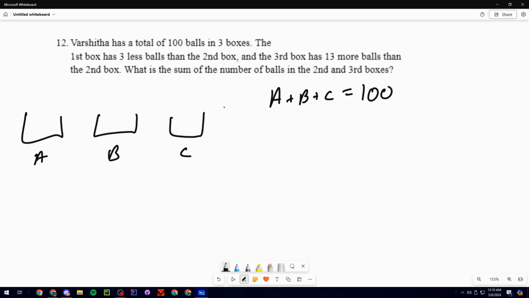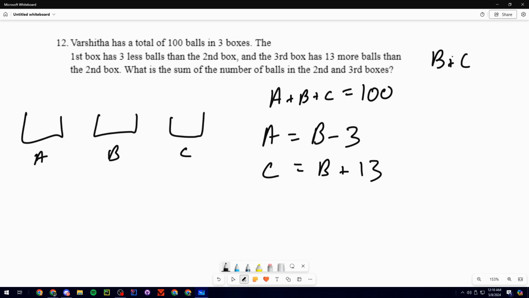Now we've got to think about the boxes. We know that A has 3 fewer balls than the second box, so that's just B minus 3. The third box, C, has 13 more balls than the second box. And now we need to find the sum of the second and third boxes. We need to find B plus C. So how do we go from here?